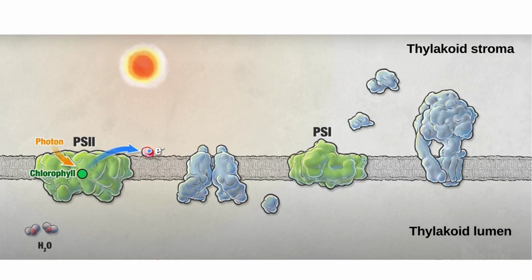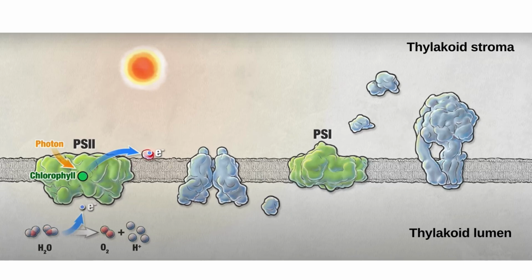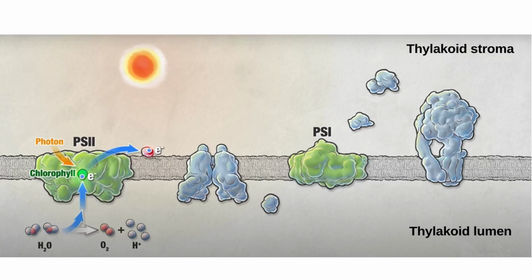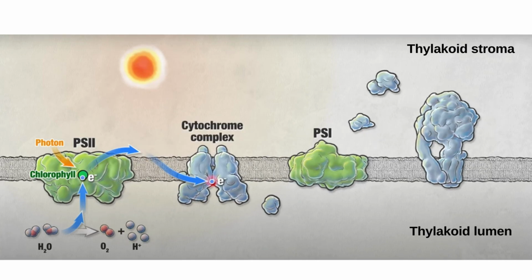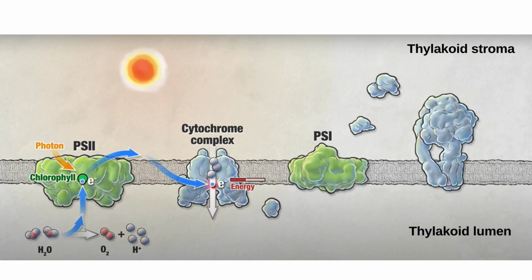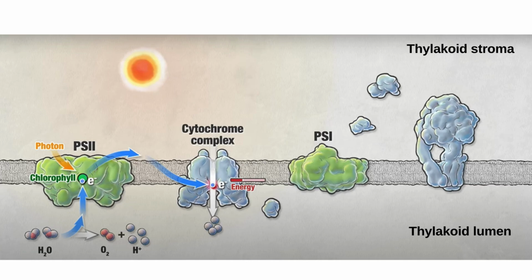Meanwhile, water splits and releases electrons. These electrons replace those lost at photosystem 2. The byproduct of this reaction is oxygen, which is eventually released into the air. The other products are protons, or hydrogen ions, which are released into the inside of the thylakoid, or lumen. The excited electrons move to the cytochrome complex. Some of the energy from the electrons is used by the cytochrome complex to transport additional protons into the lumen.